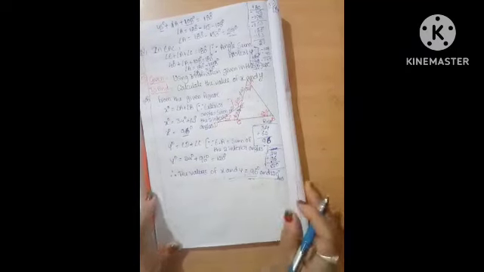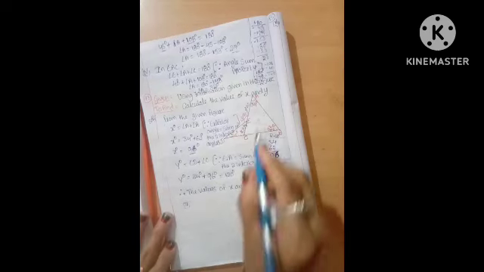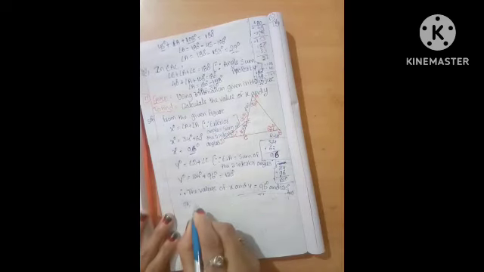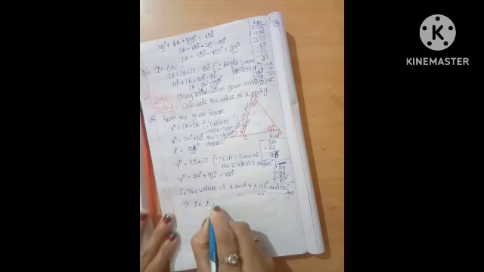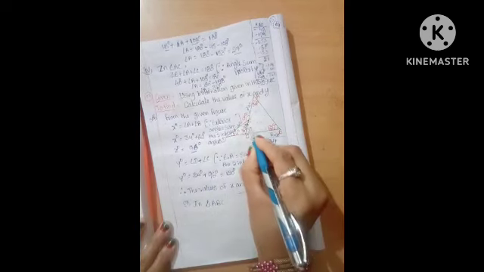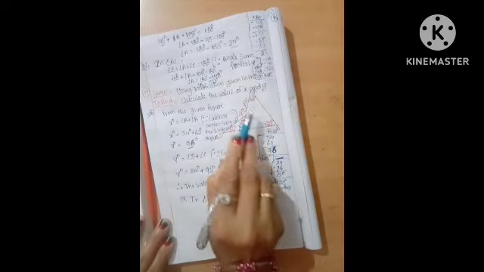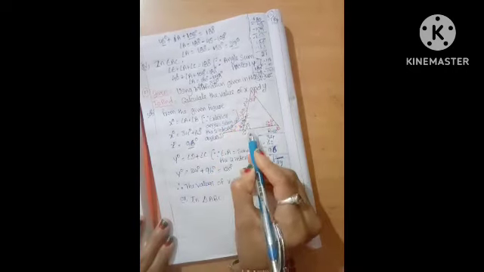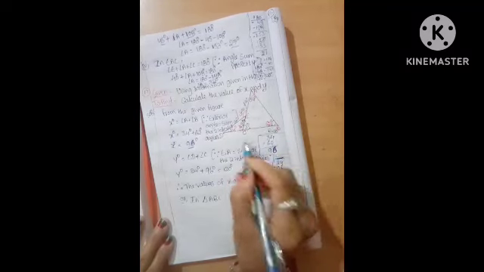Very simple answer only. Otherwise, we'll learn the other method also. In triangle ABC, you have to calculate the angle of C. Two angles are given in the figure, and we have to calculate the third angle only. How will you get this angle C? First you have to calculate that one.